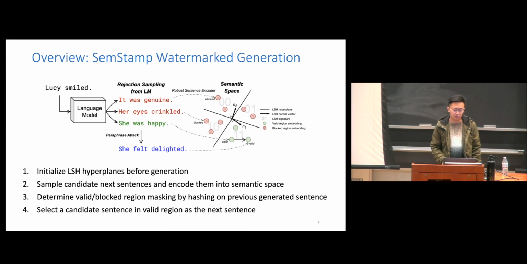Note that this is rejection sampling, so you need to sample more than one sentence to generate a single sentence. However, because these sentences all have the same context, it can be easily batched during generation.